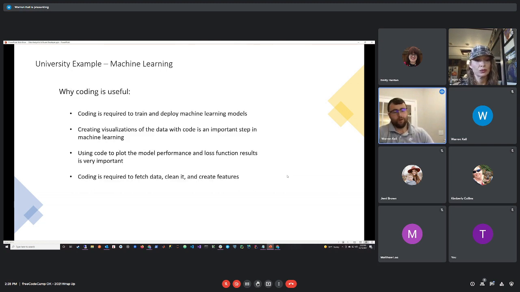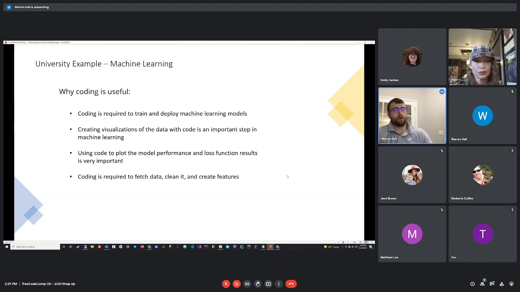With machine learning, coding is pretty much required to train and deploy your models. Python's the most common one. You can do it in other languages, but there are so many computations involved that you pretty much need to do it with code.